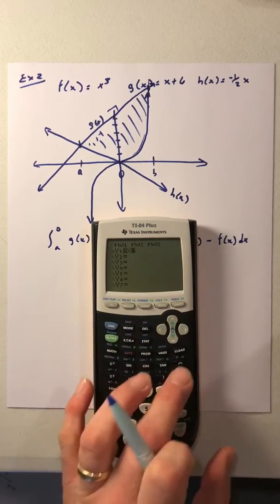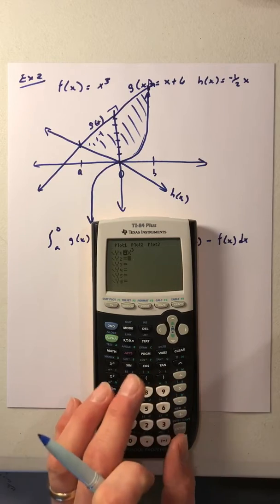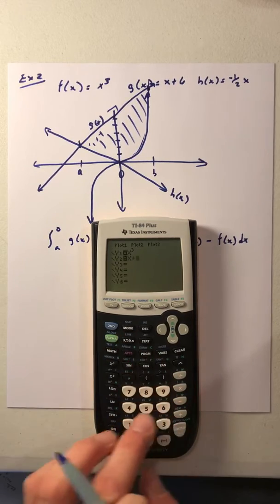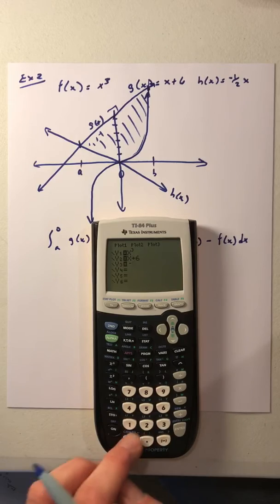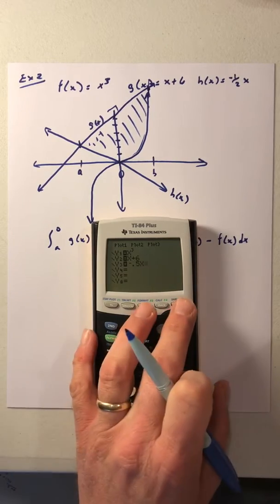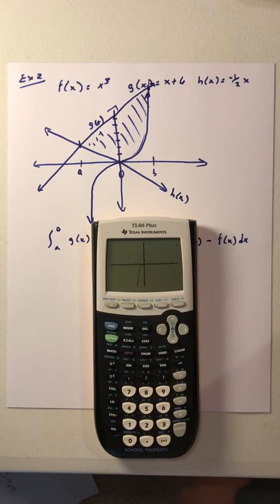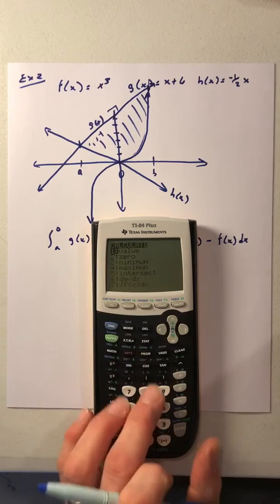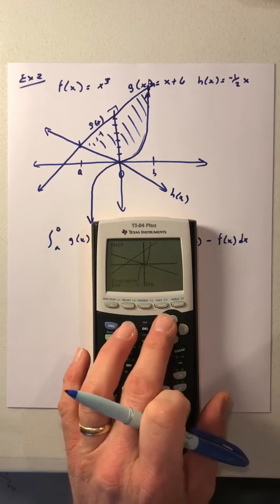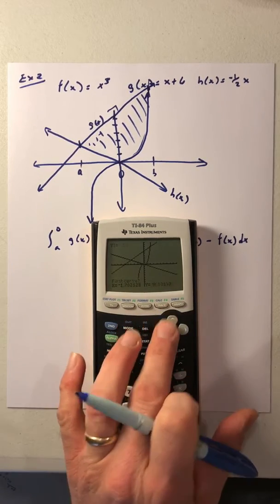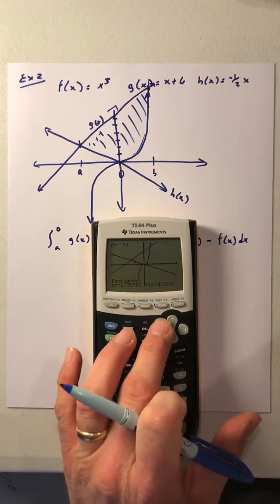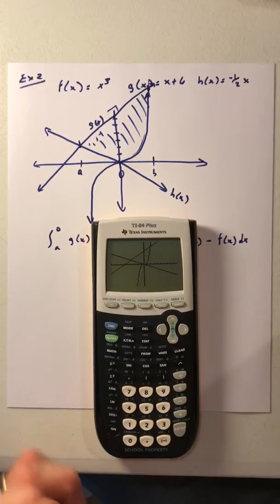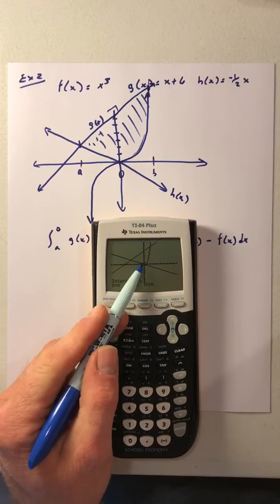So now I'm going to go ahead and, in my calculator, type in those equations. So I have my x to the third, I have x plus 6, and I have negative 1/2 x. Graphing those, here comes my graph. I can go ahead and find my point of intersection. So number 5, I'm going to move my cursor so I get over to that point. Hit enter, enter, enter. And notice it gave me 0, 0.